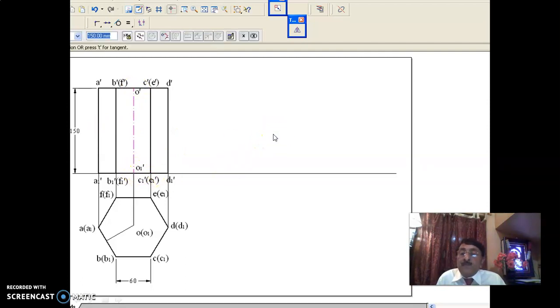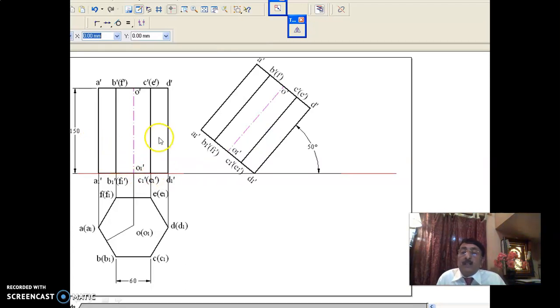Okay, now this hexagonal prism is tilted right. You can tilt left also, there is no problem. I have tilted right such that it is resting on base corner D1 on HP, such that this vertical edge is inclined at 50 degrees to HP. In this position, you are expecting to write the top view.